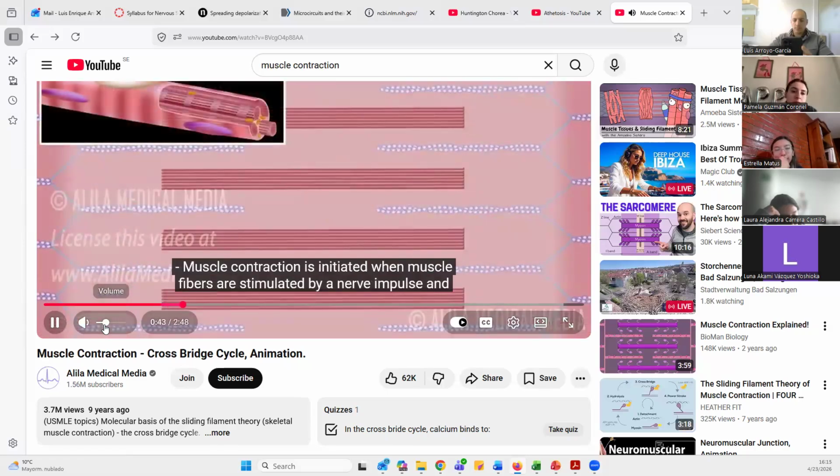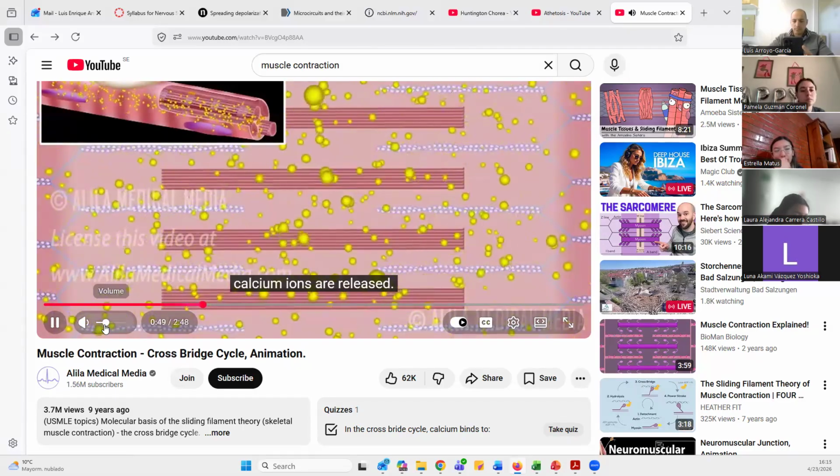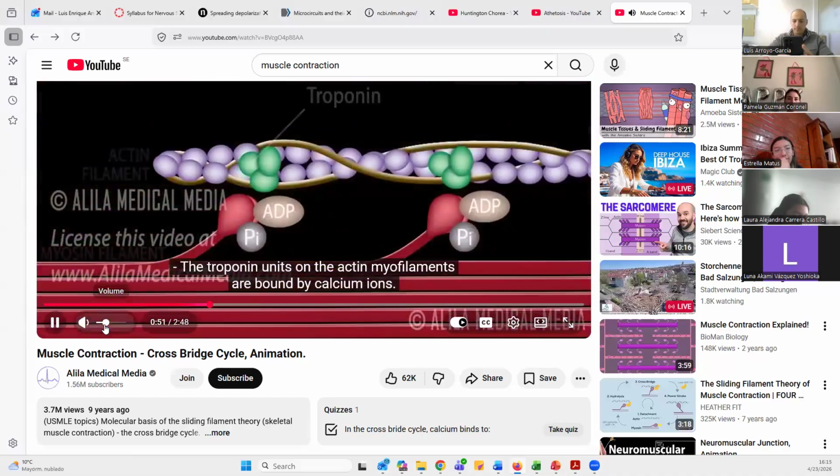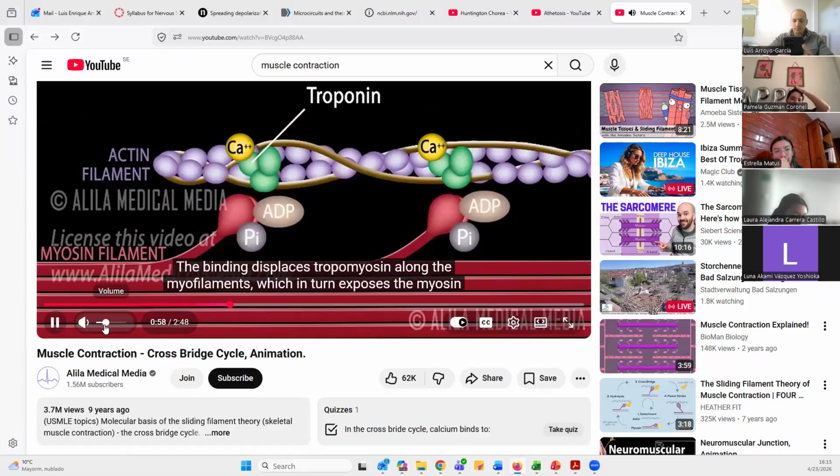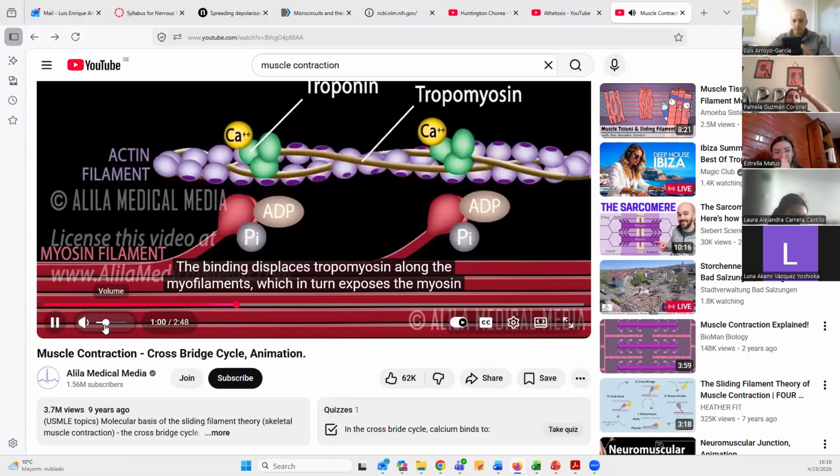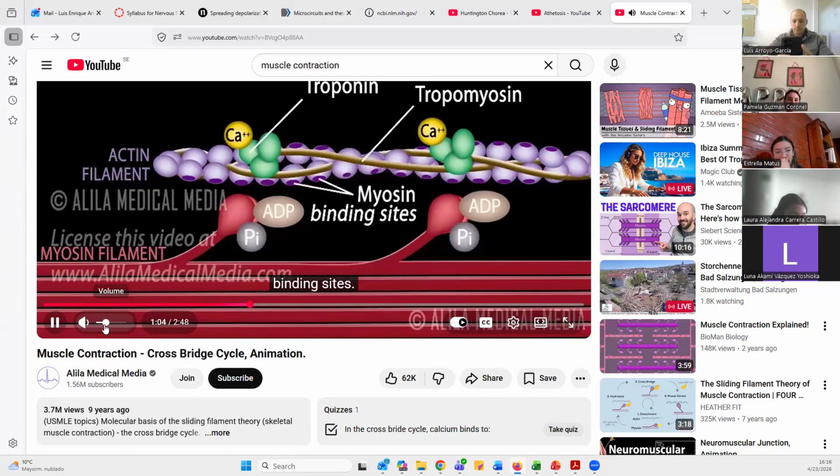Muscle contraction is initiated when muscle fibers are stimulated by a nerve impulse and calcium ions are released. The troponin units on the actin myofilaments are bound by calcium ions. The binding displaces tropomyosin along the myofilaments, which in turn exposes the myosin binding sites.